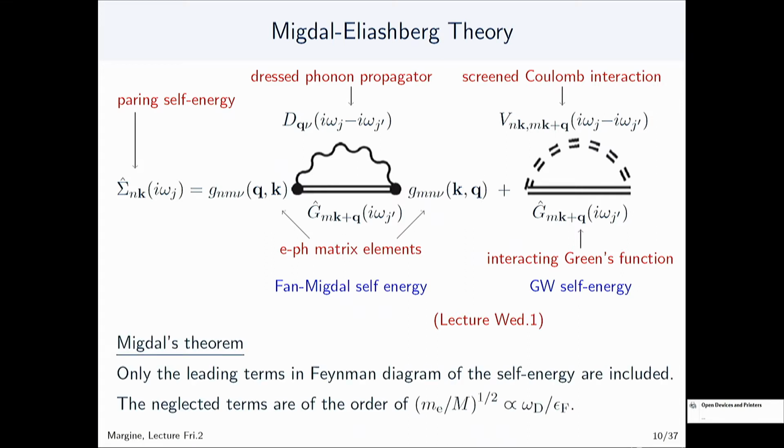Yeah. And the fact that we are only keeping the first-order terms in the electron-phonon self-energy, a finite diagram for the electron self-energy in superconductivity, is called Migdal's theorem. It is based on the observation that the neglected terms are of the order of the square root of the electron mass to the ion mass, and this can be shown to be proportional to the characteristic phonon frequency, the Debye frequency, divided by the Fermi energy. So we talk about a ratio of meV to electron volts.